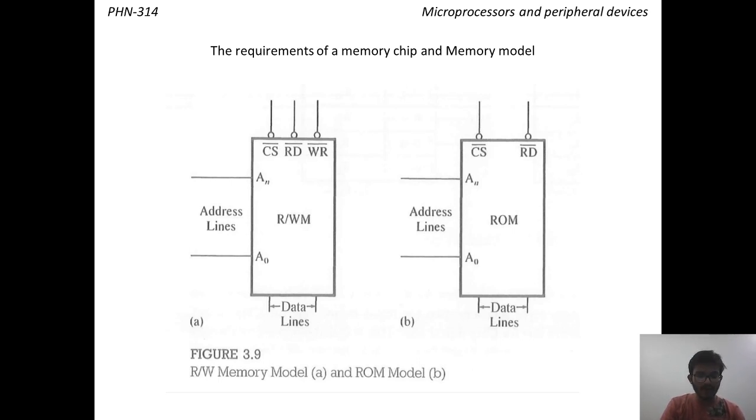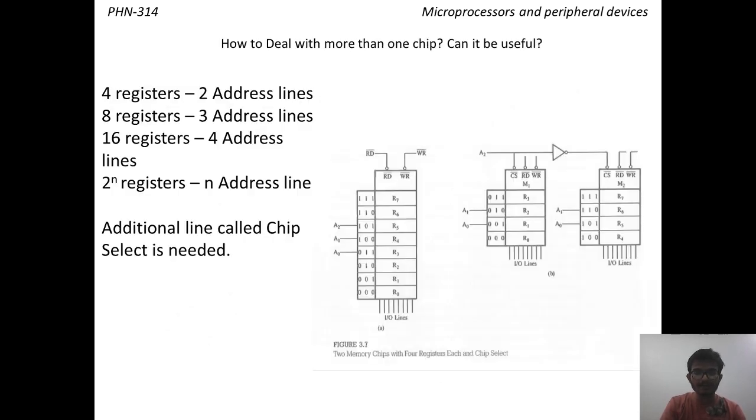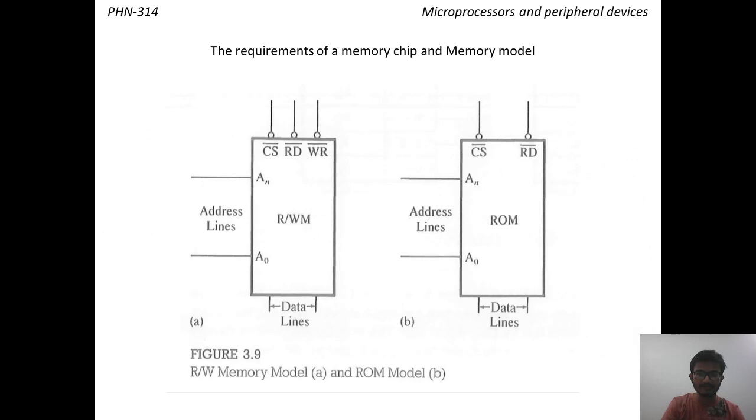A memory chip requires address lines to identify a memory register. The number of address lines required is determined by the number of registers in a chip, as we have seen in the previous slides. Thus, for 2 to the power n registers, we need n address lines. The 8085 microprocessor has 16 address lines, which means it has 2 to the power 16 registers.